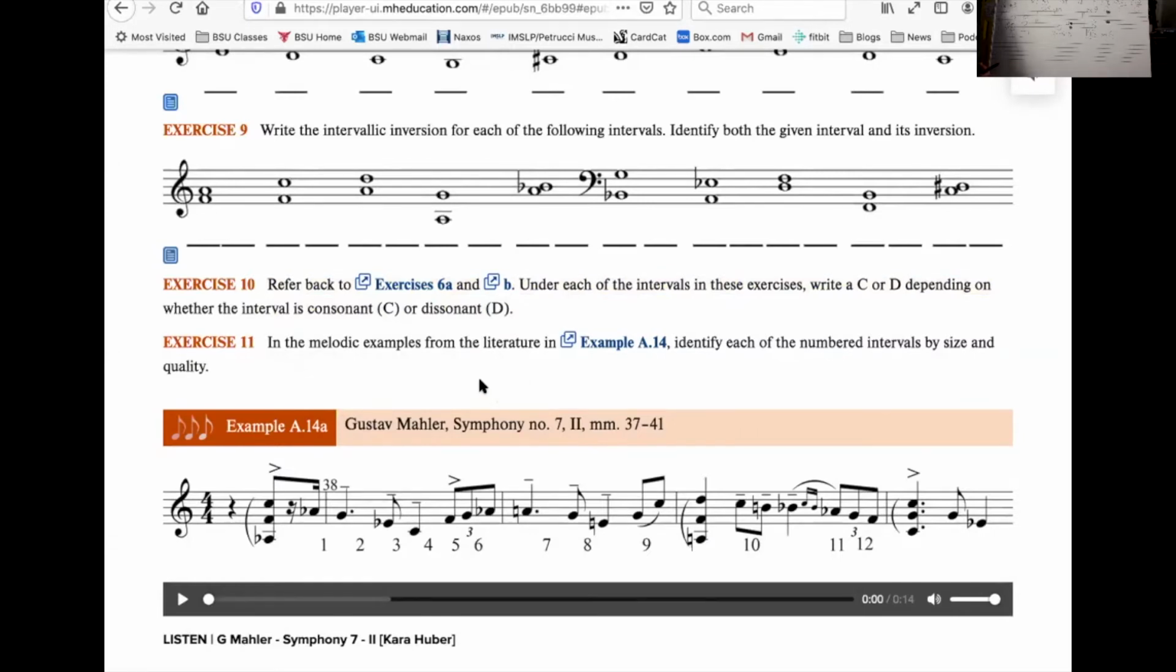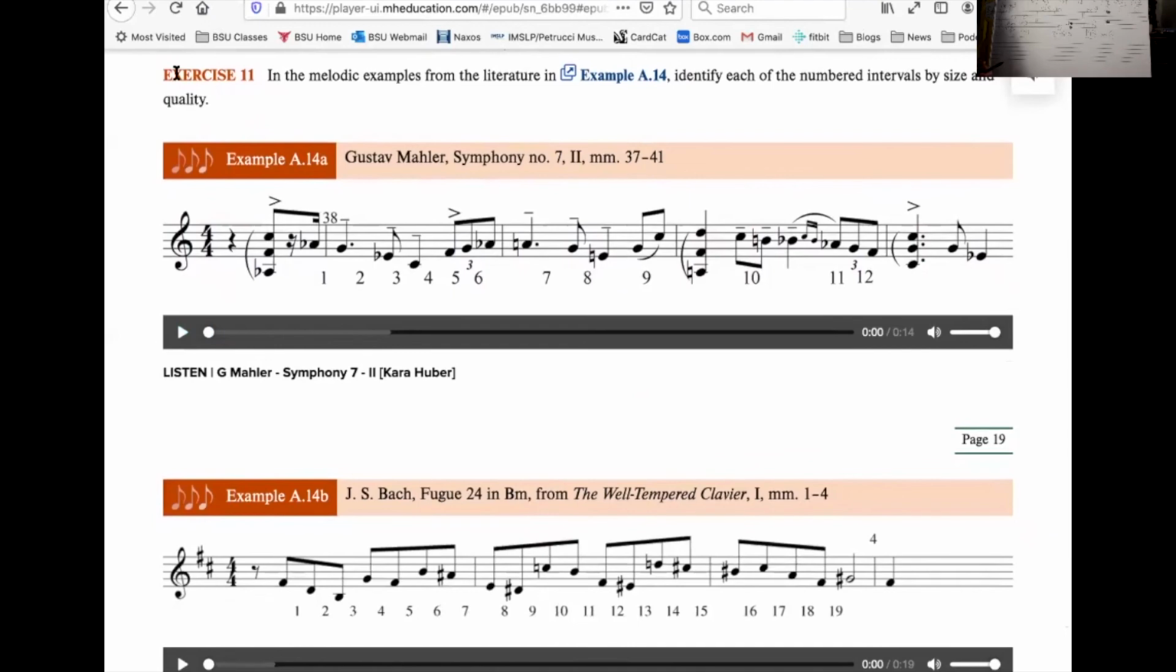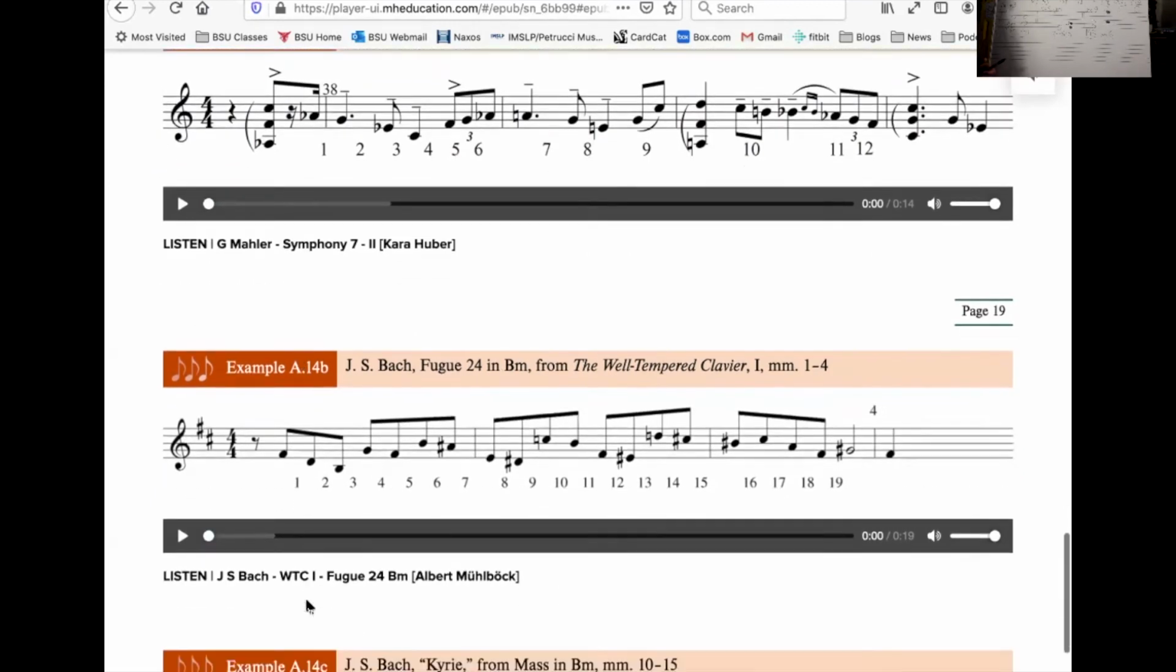And I'm not going to do the problems that I assigned from exercise 11. Remember that for exercise 11, you only have to look at example A.14a and A.14b. You don't have to do the last example.